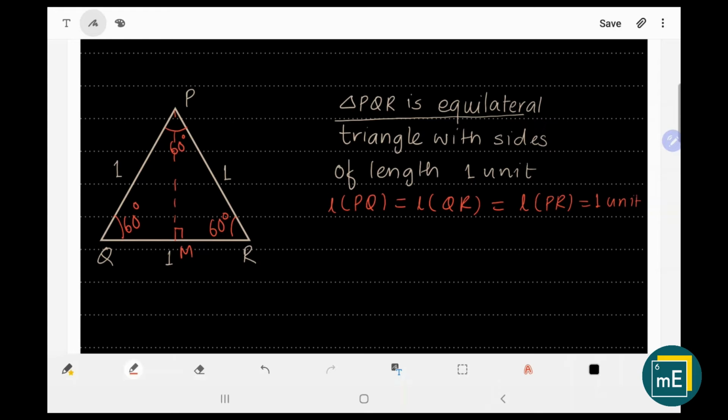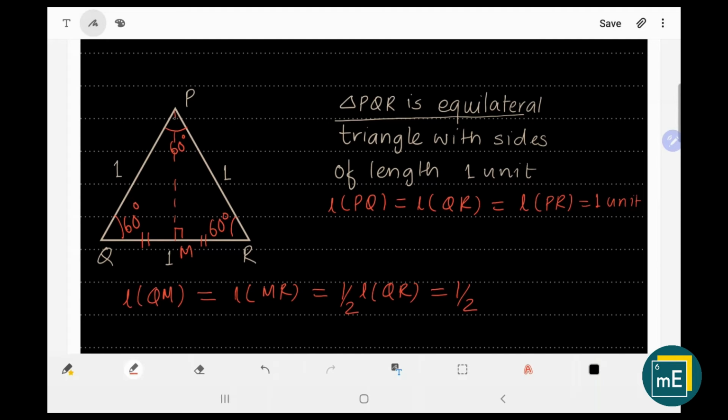From the property of an equilateral triangle, we can conclude that the perpendicular drawn on QR will divide QR into equal parts. That means the length of QM is equal to the length of MR, which is equal to half of the length of QR, which is nothing but half, since the length of QR is equal to 1.